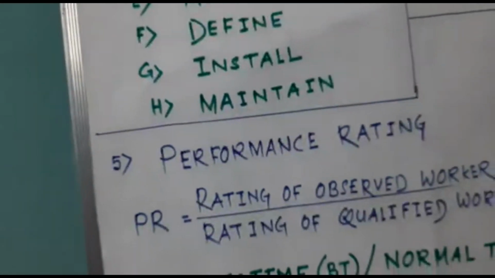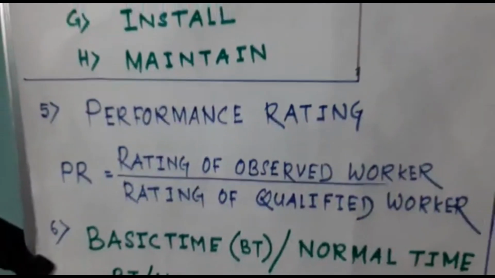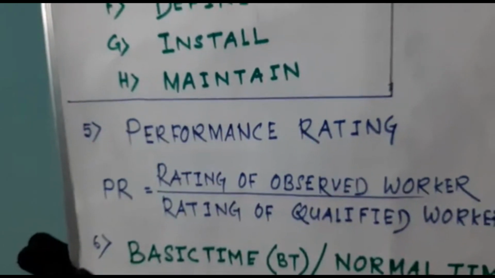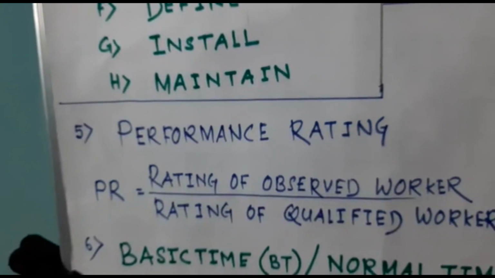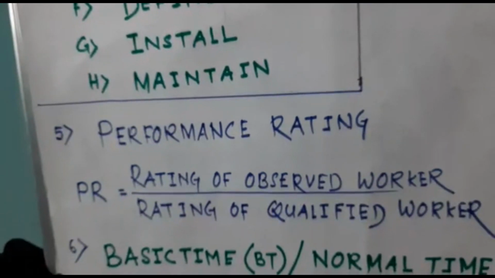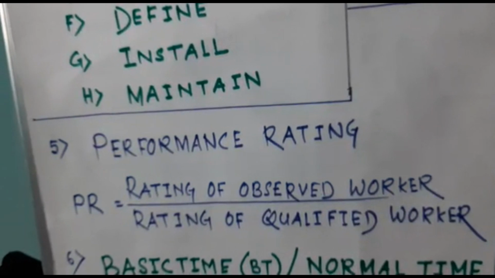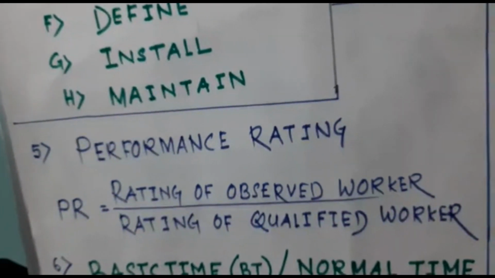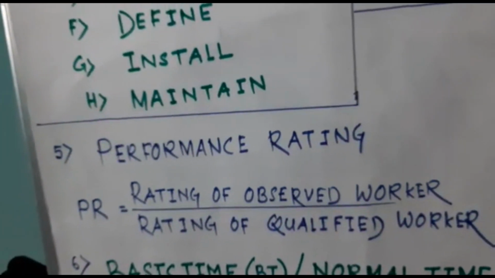There is another term in work study which is very important, and that is called performance rating. What is performance rating? Performance rating is a measure of comparing the performance of the worker under study with reference to the standard worker or the qualified worker whose performance level is considered to be 100. So performance rating is nothing but the ratio of rating of the observed worker by rating of the qualified worker, and the rating of the qualified worker is always considered to be 100. So it is basically rating of observed worker divided by 100. So that is the performance rating.